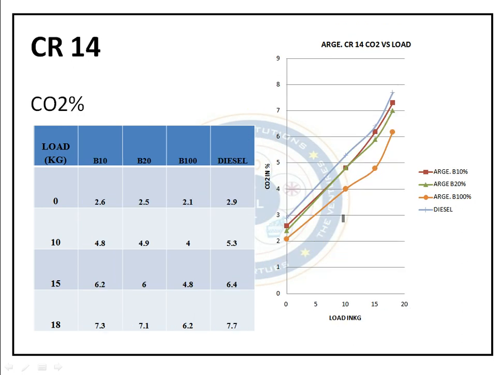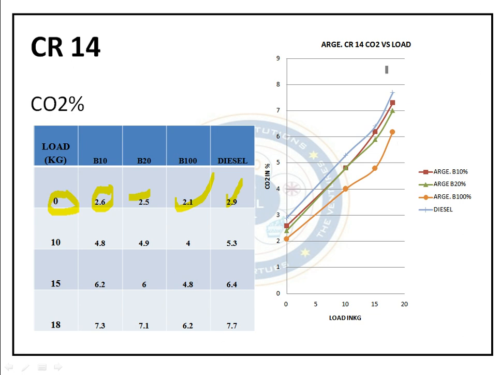For compression ratio 14, carbon dioxide emission. At 0 kg of load, B10 gives 2.6%, B20 gives 2.5, B100 gives 2.1, but the diesel gives 2.9, highest among all. Again, at 10 kg of load, B10 gives 4.8, B20 4.9, B100 4, diesel 5.3. For load 15, B10 gives 6.2, B20 gives 6, B100 gives 4.8, diesel gives 6.4.